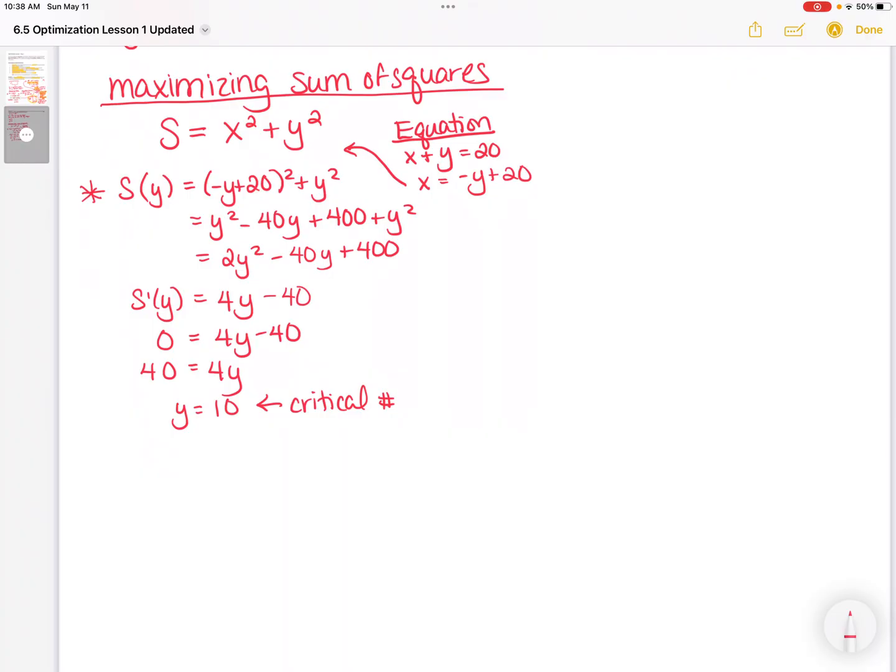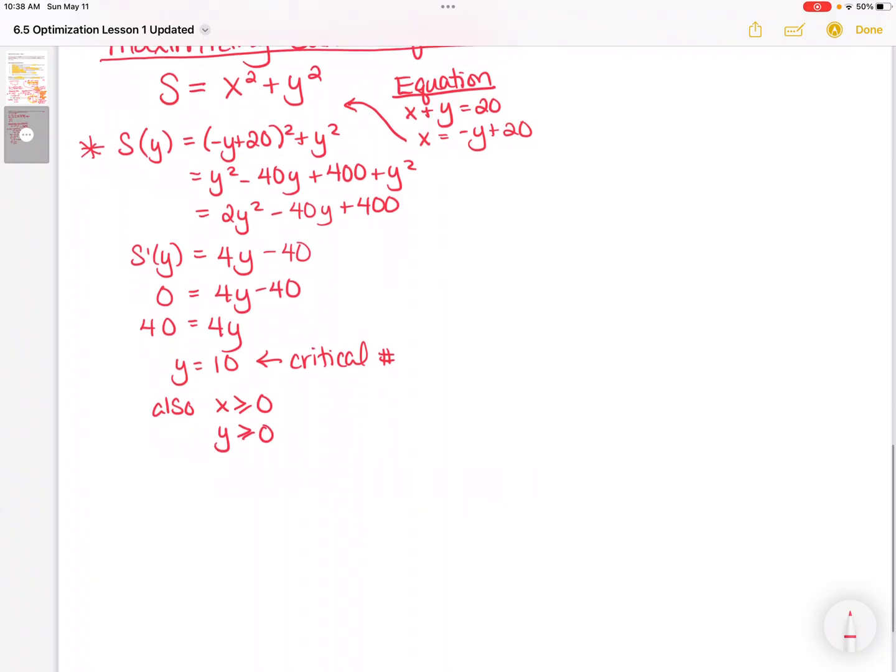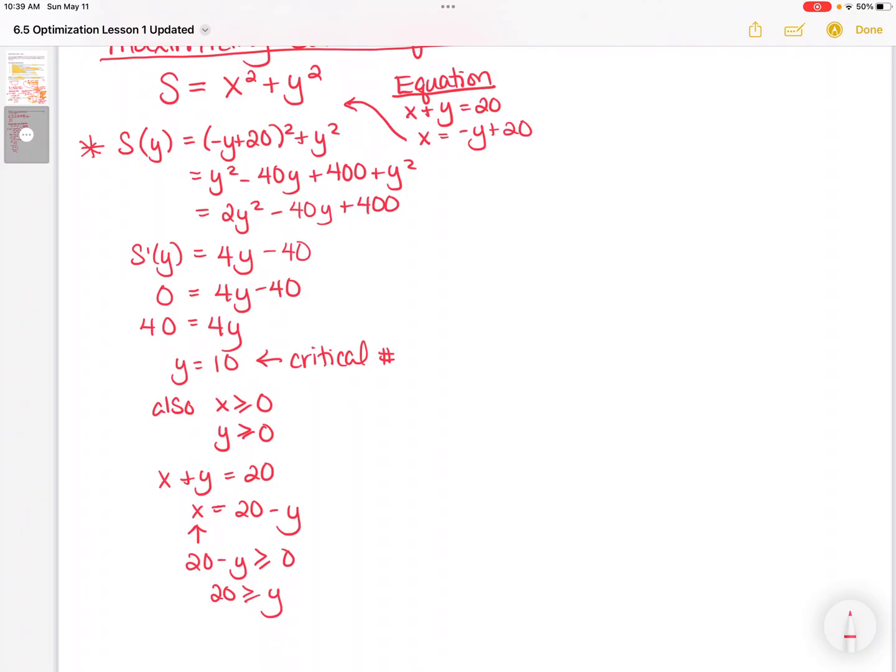I also know that x is greater than or equal to 0 and y is greater than or equal to 0. Okay? So I have x plus y is equal to 20. I know that x is equal to 20 minus y. I also know that therefore, since x has to be greater than or equal to 0, 20 minus y has to be greater than or equal to 0. So that means that 20 is greater than or equal to y. So now let's think about this for a minute. Y actually has to be in between these two values.